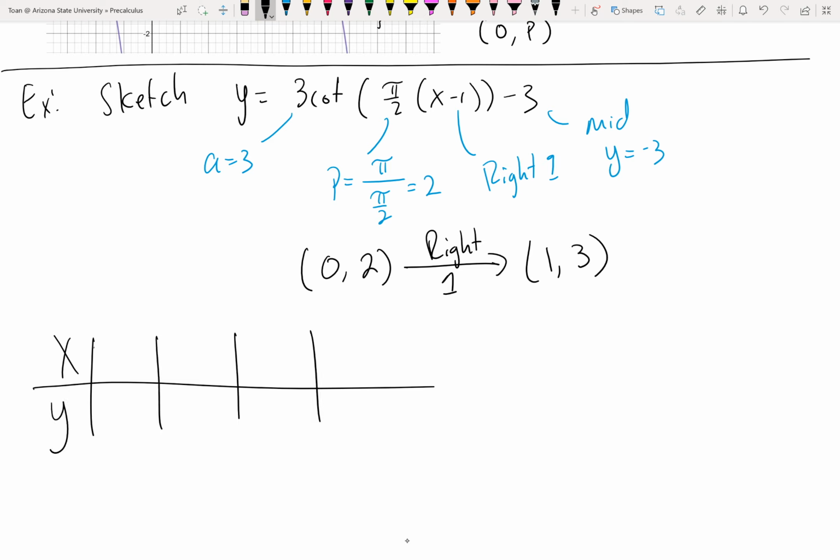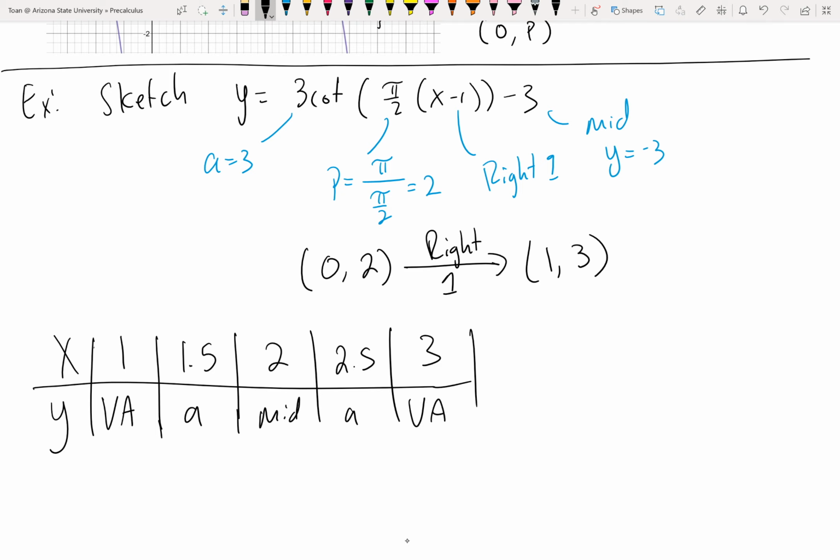Finding my critical x values should be easy because these are regular whole numbers, 1 and 3. So 2, and 3 halves, or let's just use 1.5, and 2.5. And then the pattern is going to be the same: vertical asymptote, A, mid, A, vertical asymptote. So tangents and cotangents are super duper easy. They all have the same pattern. The important thing is shape. A positive cotangent would have a negative tangent shape. In other words, it'll look something like this.